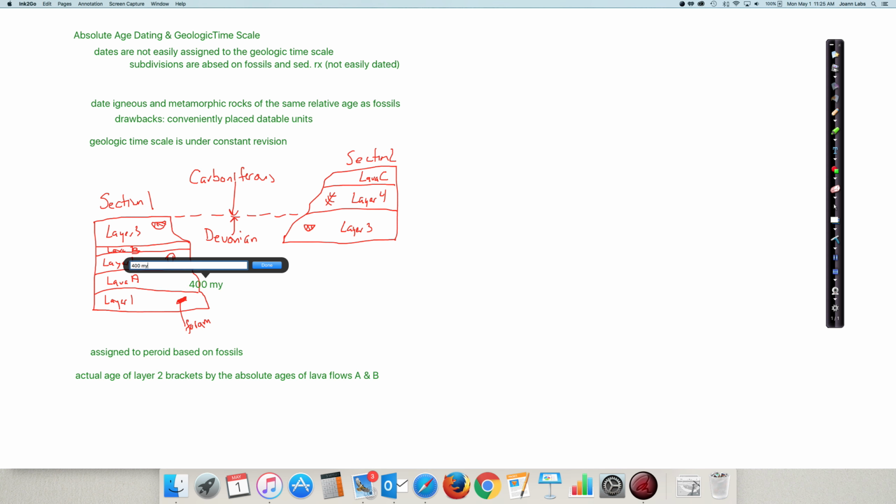A is 400 million years old. MYRS stands for millions of years. Lava B is 360 million years. And we'll put lava C at 355 million years. So they know the ages of the lava flows because they've radiometrically dated them. Based on that, I know that layer 2 was deposited somewhere after 400 million years and before 360 million years. So layer 2 is between 400 and 360 million years old.